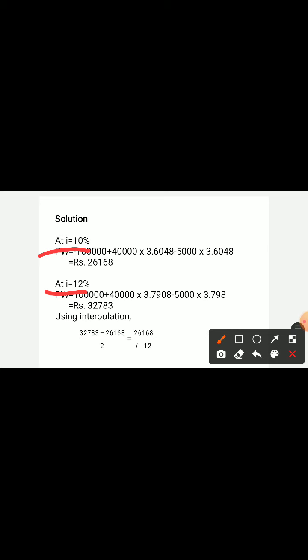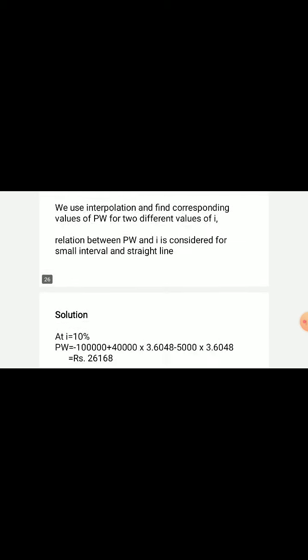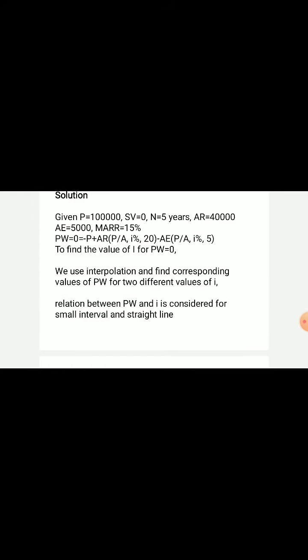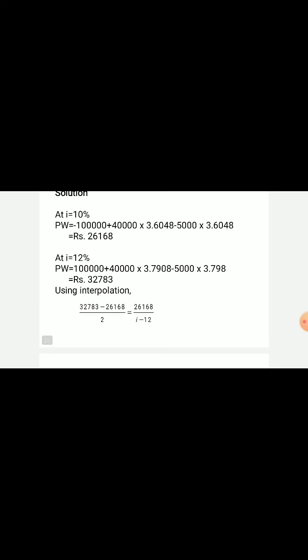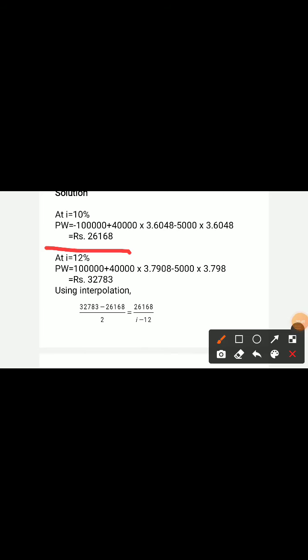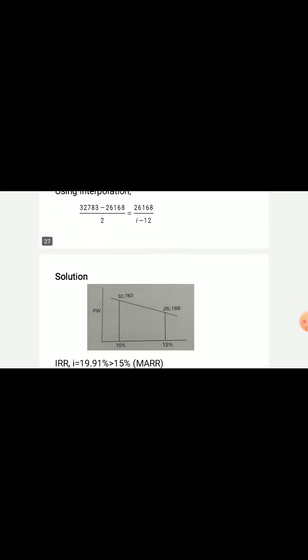It is always desirable to take a smaller difference between the interest rates. So find out this present worth. Put I equal to 10% and 12% into this formula of present worth and find out these values. The present worth values are 26,168 and 32,783.